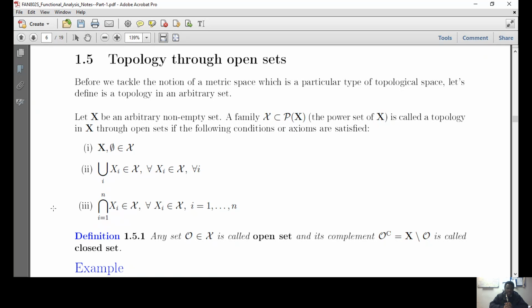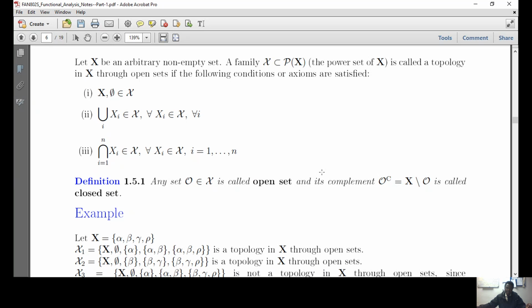Okay. Now, what do we call an open set? It's just any element of our topology is called an open set. That's all. So if I have a family X that satisfies these three requirements or these three axioms, any element of that family is called an open set. Now, the complement we call a closed set, which we don't require. In fact, we don't require that complement to be in the topology. We don't.